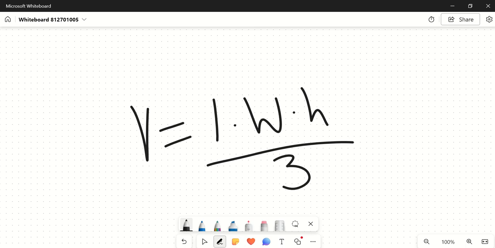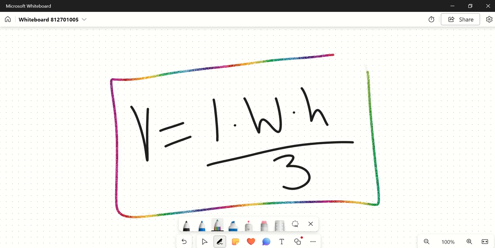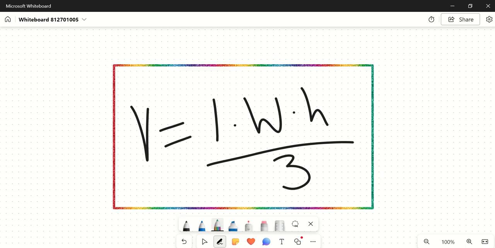Length times width becomes the base. And then when you multiply by the height and divide by 3, it's the original formula. This does not work with a triangular base, because remember, the triangle has to be halved. So this formula, length times width times height divided by 3, totally works when you have a rectangular or square base. It will not work with a triangular base. Just giving you a heads up. With a triangular base, you have to do it the other way.